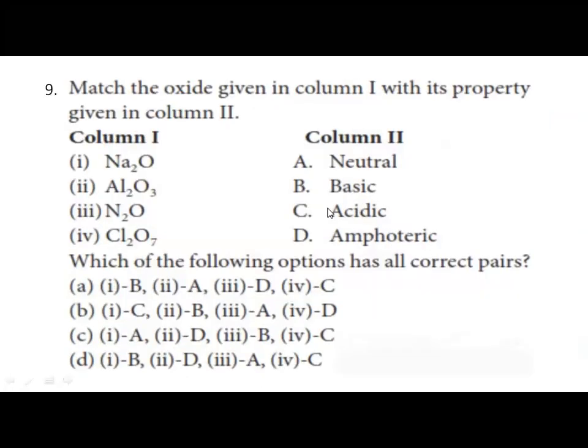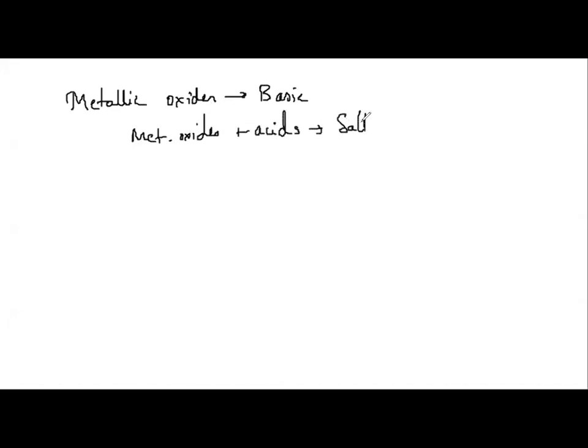Next, match the oxide given in the column with its property: sodium oxide, aluminium oxide, nitrous oxide, oxide of nitrogen, chlorous oxide. See, in oxides, we have 4 types of oxides. I had just told you about metallic and non-metallic oxides. Metallic oxides are basic in nature. That means metallic oxides react with acids to produce salt and water. They undergo neutralization with the acids.